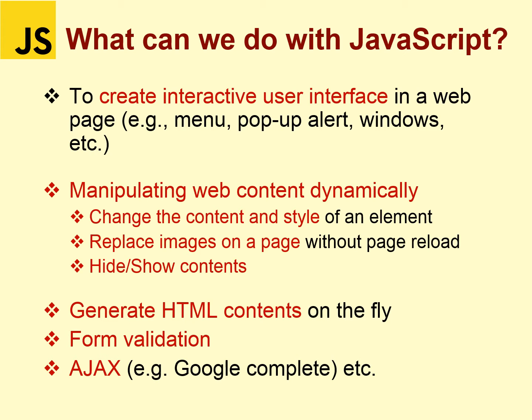Then JavaScript is used for manipulating web content dynamically. In order to make the web page interactive and also dynamic, that is changing the content and style of an element, we can use JavaScript. JavaScript is also used to replace images on a page without page reload, to hide or show the contents, to generate HTML contents on the fly, and for form validation.